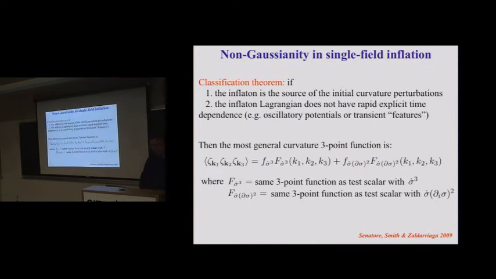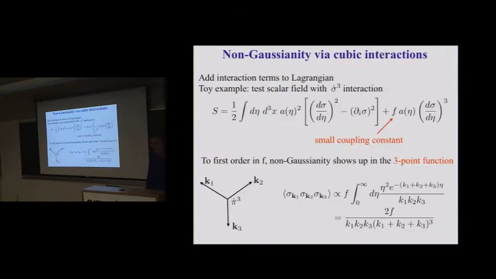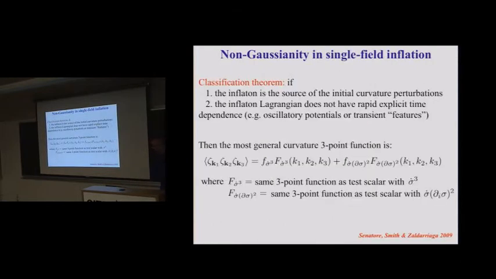The reason why I chose this particular interaction, the time derivative of sigma cubed, is that there's a theorem that we proved in this paper from a few years ago, a classification theorem. I want to make the assumptions explicit here. One assumption is that non-Gaussianity is single field, in the sense that the initial curvature perturbations just depend on what the inflaton is doing and not on any other fields, any spectator fields or anything.